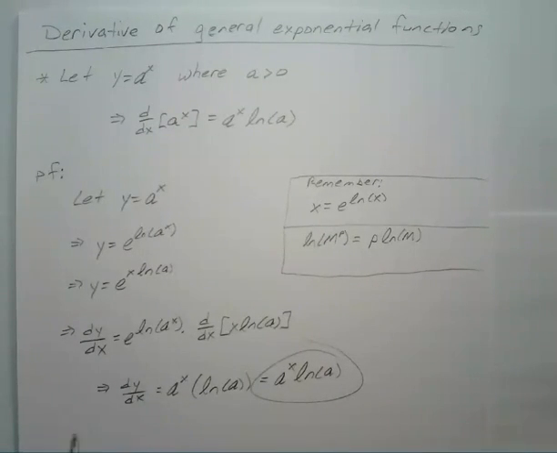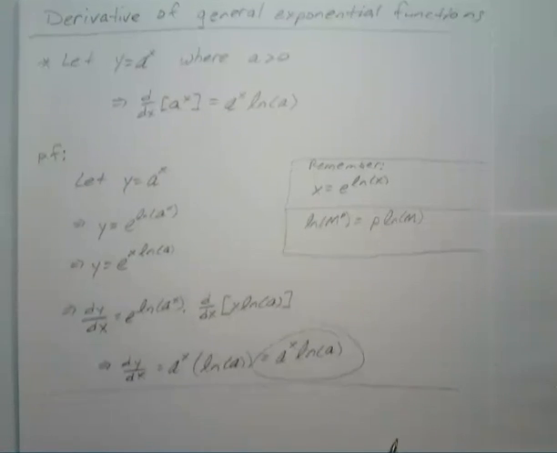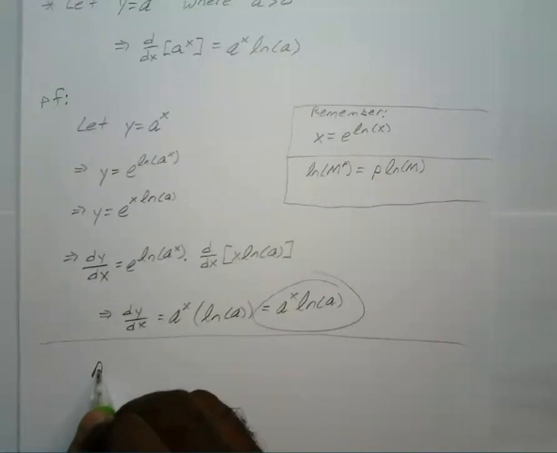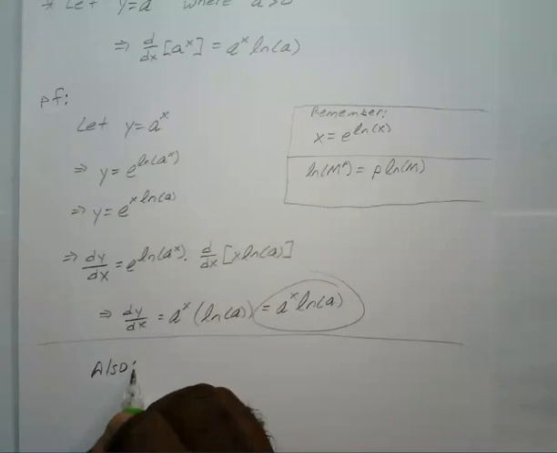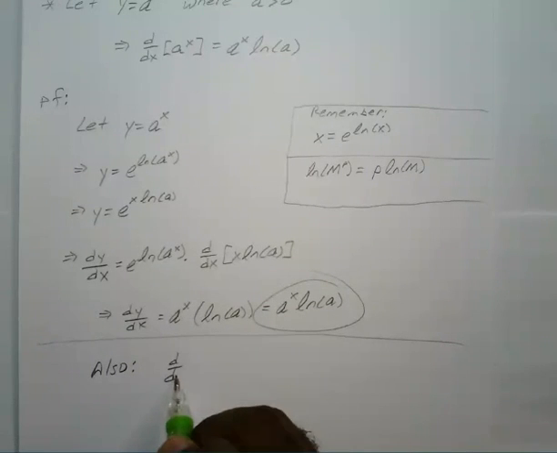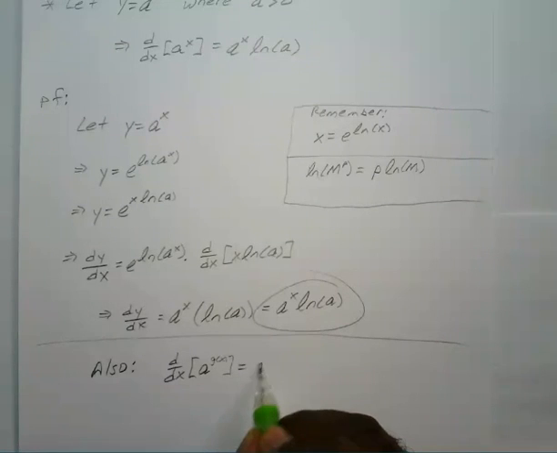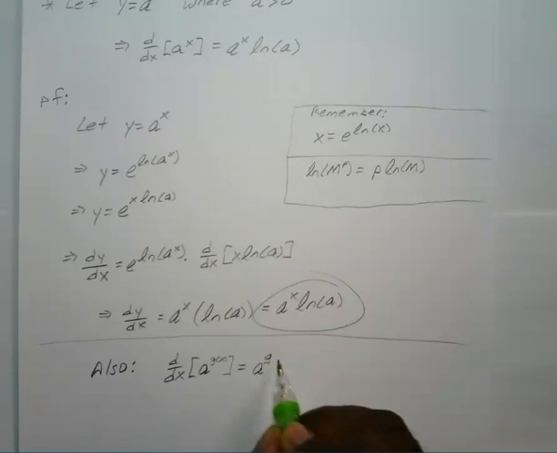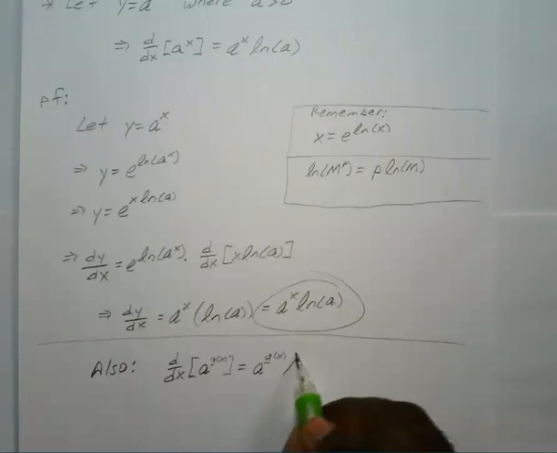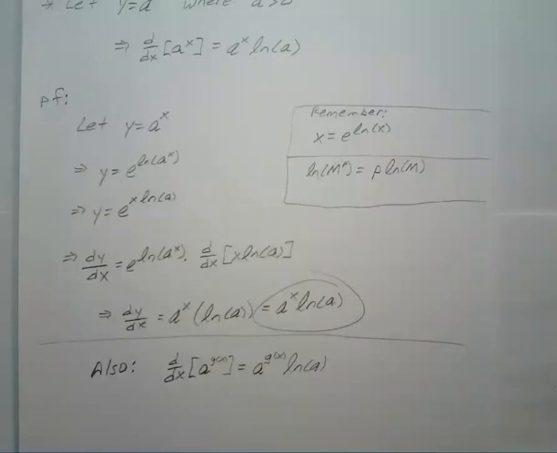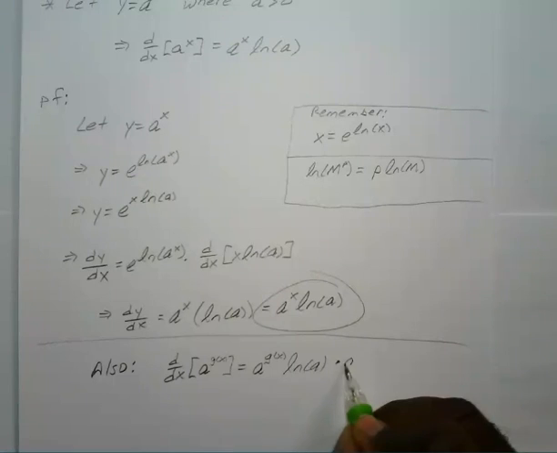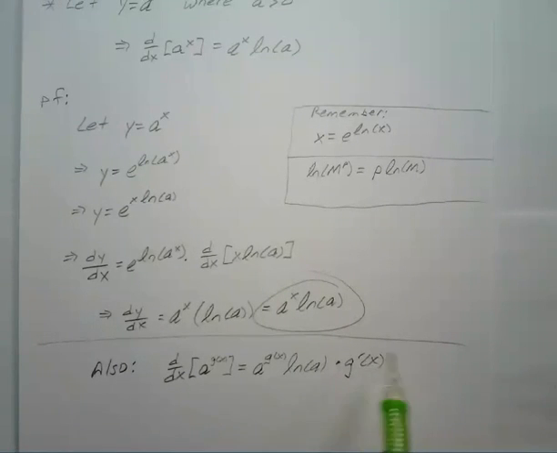Alright, and similarly, you can put that down here also: the derivative of a, instead of a to the power of x, let's say a to the power of some function of x, is equal to a to the power of that function of x, natural log of a, multiplied by the derivative of that function of x.